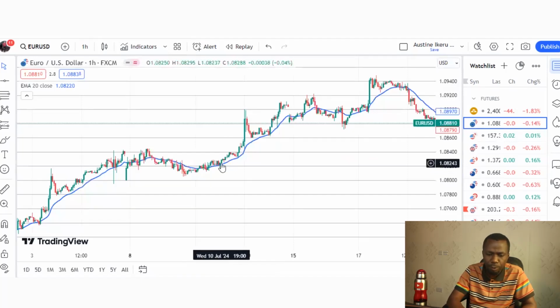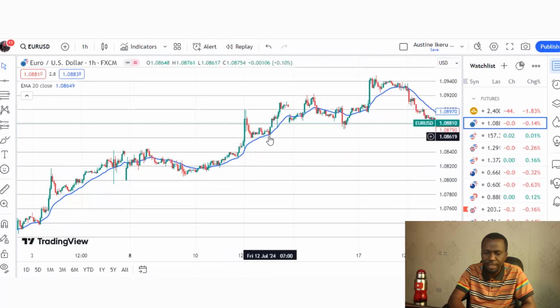So the moving average is where you are expected to place your buy trade. So when price comes to the moving average, you take a buy trade, and your stop loss will be below the moving average. If the price comes back again to the moving average, you take a buy trade, your stop loss will be below the moving average, and you can target the previous high, right?